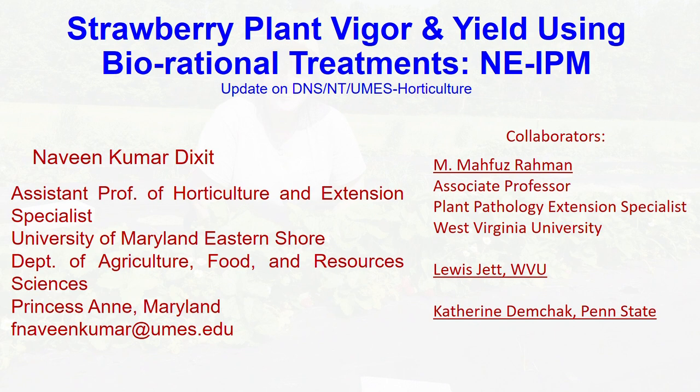Last year, someone asked me, okay, you can extend the strawberry season, especially for day neutrals, for 9 months using low tunnels. So what about the pollinators? They are not available during the fall season.